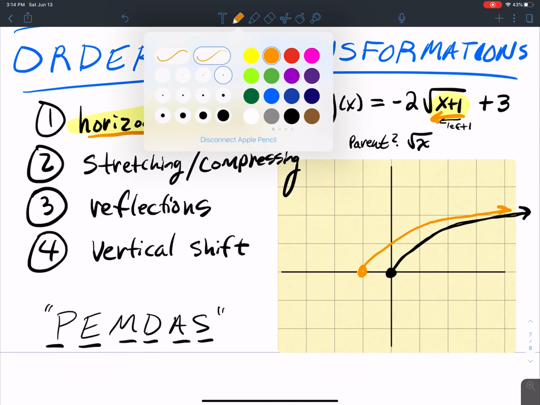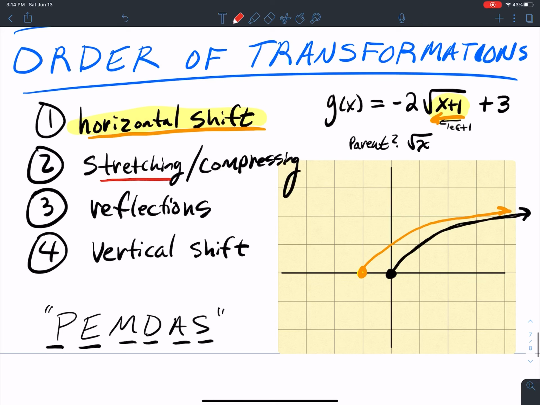The next thing is the stretching, compressing. With a 2 out front, that is going to stretch it so it doubles everything. Double 0 is still 0, but double 1 becomes 2, and then double that 2 becomes 4, and so on. So this is what the new graph looks like.